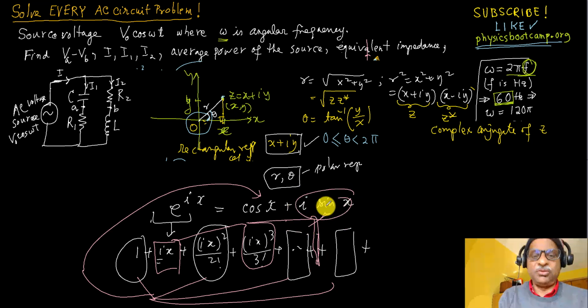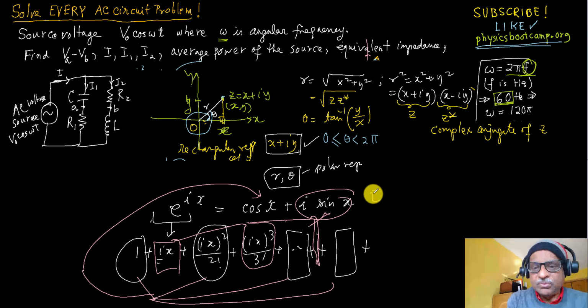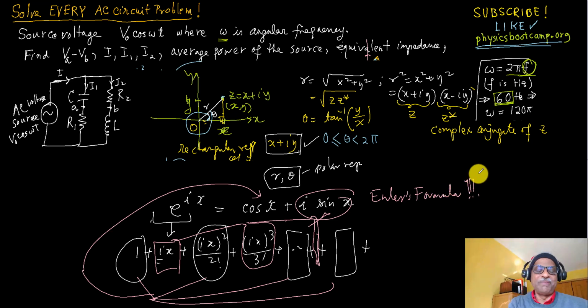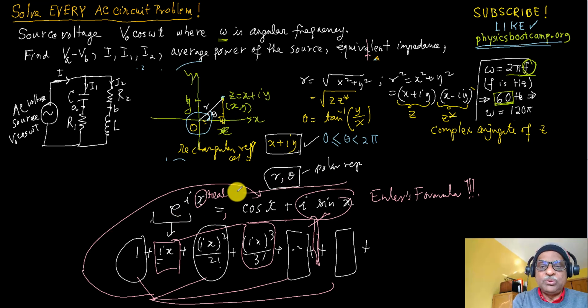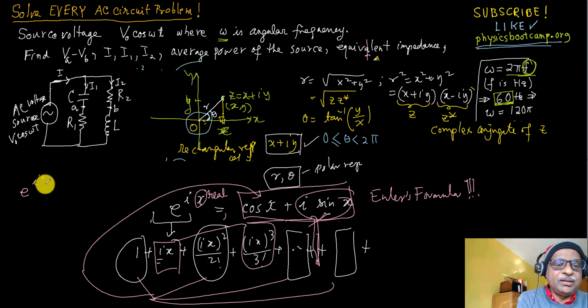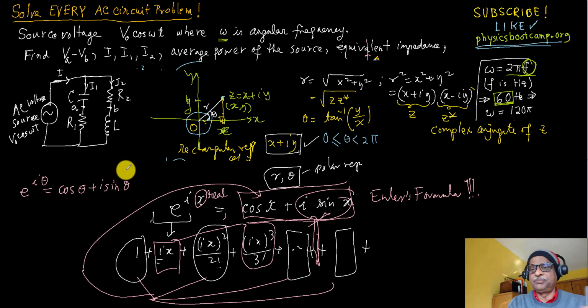You can show that, but this is Euler's formula, and this is the most important formula you should remember. The exponent is a real number, but because the whole thing is complex, this is a function equivalent to this expression. So usually we have e to the power i theta equal to cosine theta plus i sine theta.